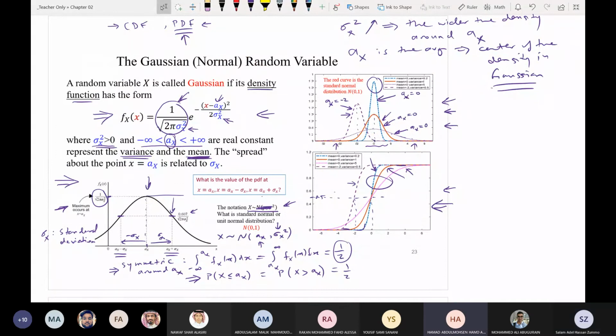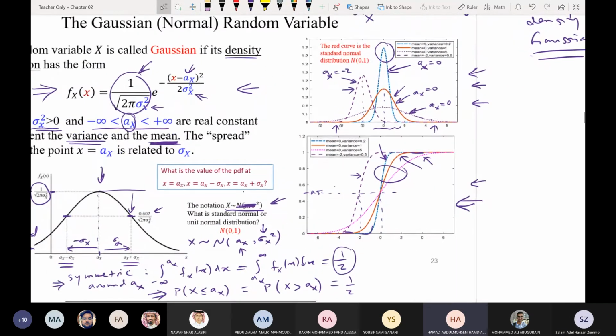Doctor, can you repeat the last point about the red and the blue line? The blue line has a narrow PDF, meaning the variance is small. When the variance is small, the CDF jumps from around 0 to 1 faster, like the blue curve, than the red curve, which has a larger variance.